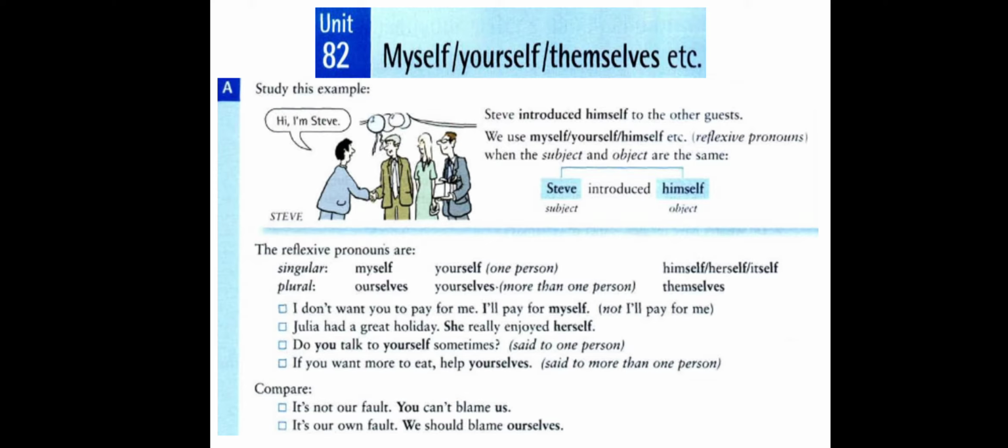Hi, I am Steve. Steve introduced himself. Here, Steve is the subject and himself is the object. He is the subject and the object. When the subject and the object are the same, in the position of object, we use a reflexive pronoun. We don't use an object pronoun.